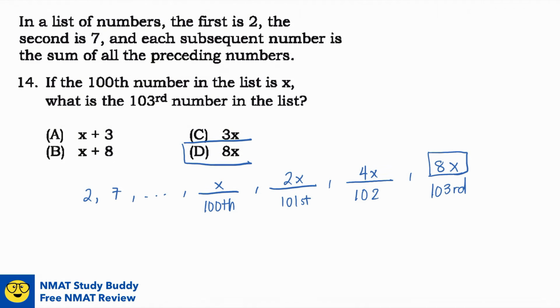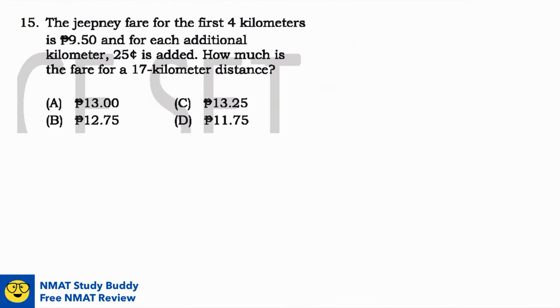Letter D. Number 15. The jeepney fare for the first 4 kilometers is 9.50 pesos, and for each additional kilometer, 25 cents is added. How much is the fare for a 17-kilometer distance? So, yung first 4 daw is 9.5 pesos. Kapag sumobra ka sa 4 kilometers, kada 1 kilometer daw, magbabayad ka na ng 25 cents.